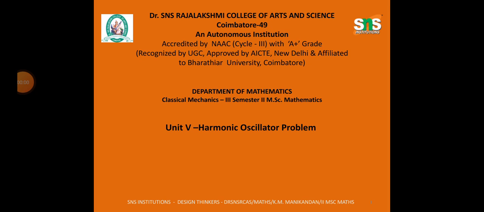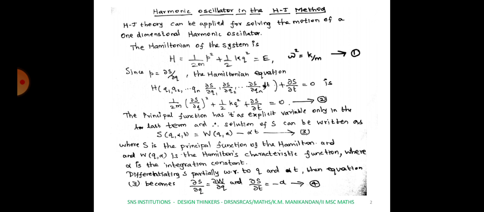So today we are going to discuss the problem on harmonic oscillator. The harmonic oscillator problem can be solved with the help of the Hamilton-Jacobi theory. This Hamilton-Jacobi theory can be applied for solving the motion of a one-dimensional harmonic oscillator.